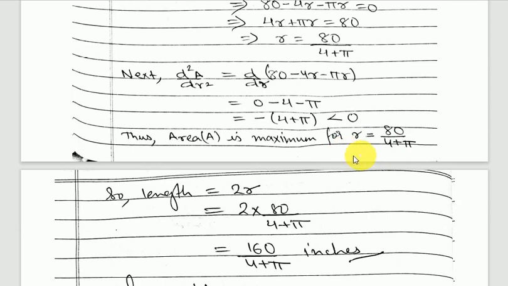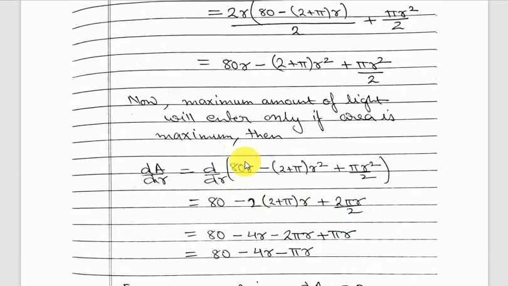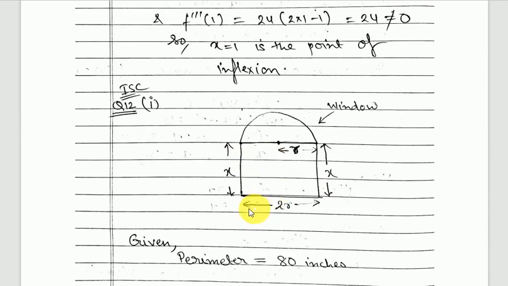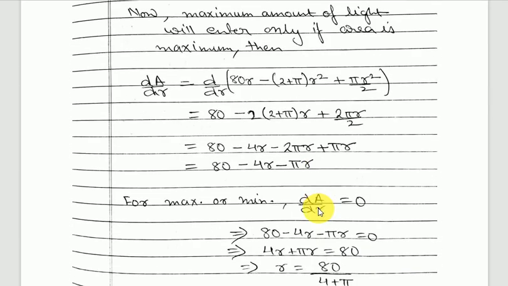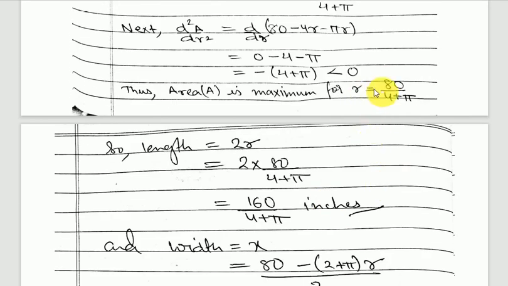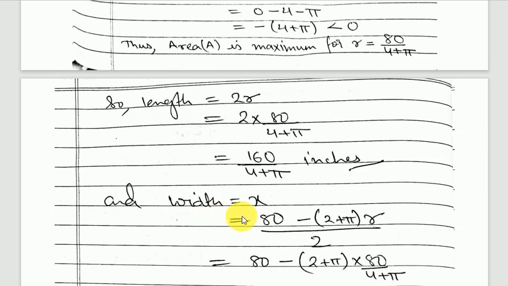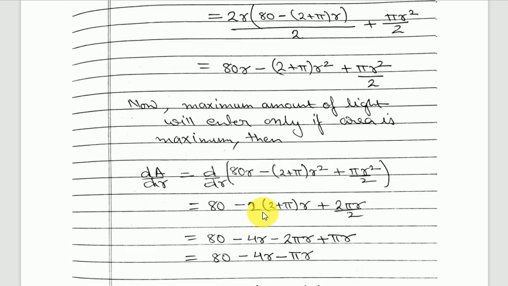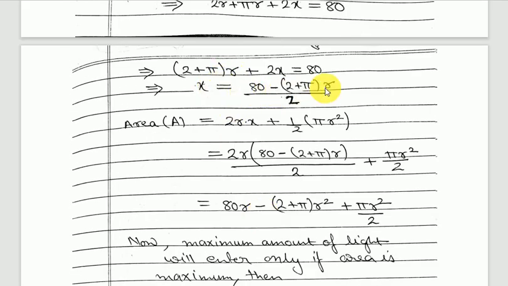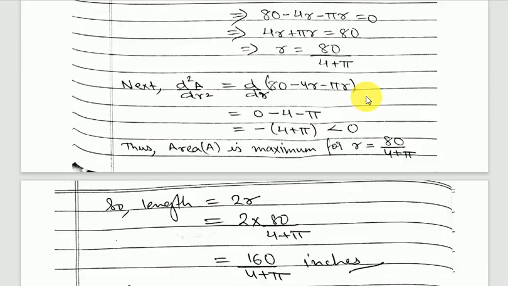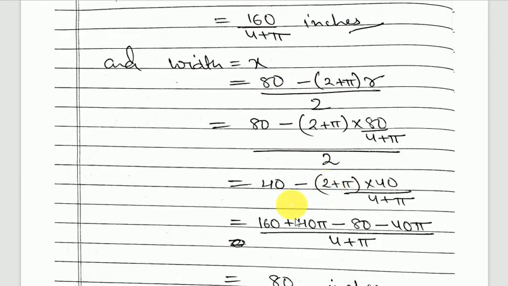So you know that this is 2r. So what should be this length? Simply you have to find 2r, so multiply this numerator by 2. So the length should be 160 upon 4 plus pi. And the width, that means x, should be this value you had already found here. In this expression you replace r by 80 upon 4 plus pi. That's how you get the width. So this is the width.